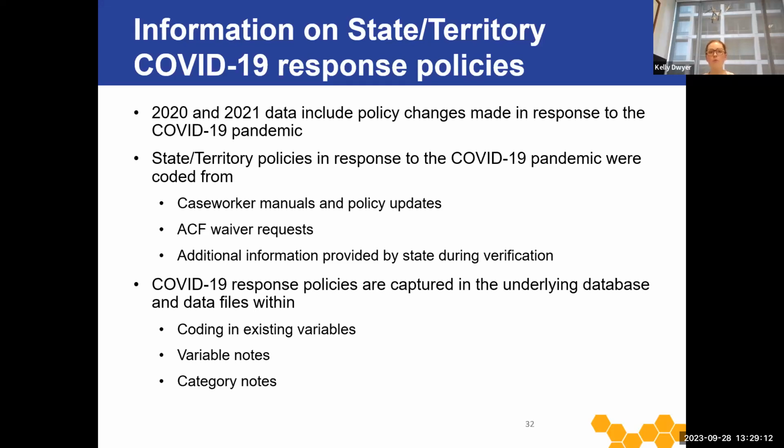This is an example of a time it would be really helpful for anyone using the data files to review the variable notes and category notes, because a lot of policy changes that were made in response to the pandemic, we were able to capture that information in the notes fields. For example, if you are looking for policies related to copayment waivers in response to the pandemic, this information, along with beginning and ending dates, is captured in the category notes fields for the copayment amount policy categories in the data files in underlying database.